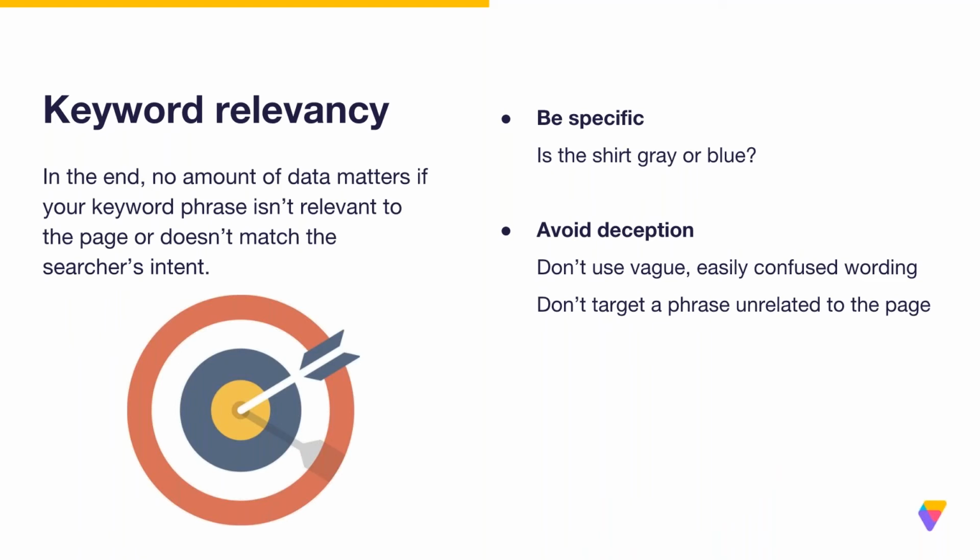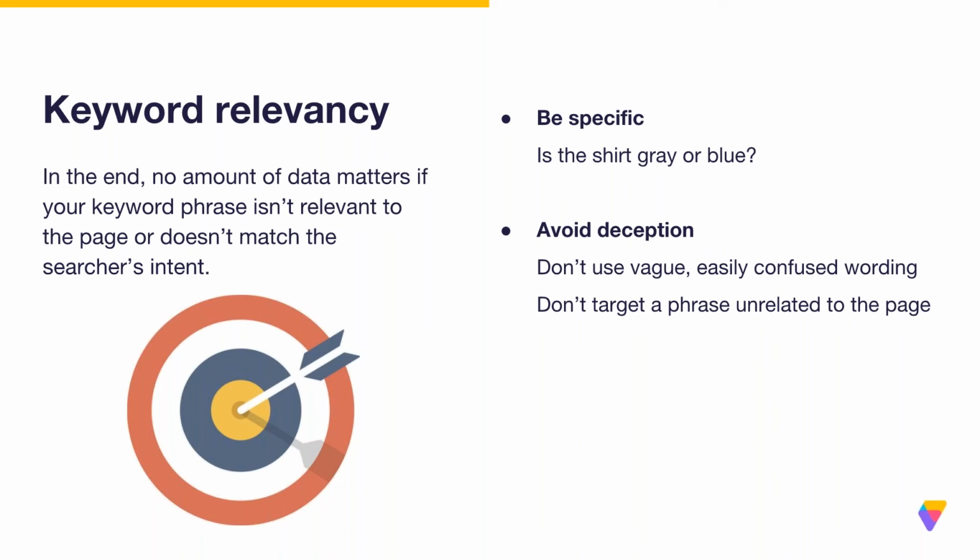In the end, no amount of data matters if your keyword isn't relevant to the page or doesn't match the searcher's intent. I've had instances where a certain phrase keeps appearing in my keyword research, and while that phrase may make sense for a page, doing a Google search on it shows that it was actually the name of a competing brand. So in these cases, although the phrase may technically be relevant to the page, you're probably not going to show up for that in a search because it doesn't match your searcher's intent.